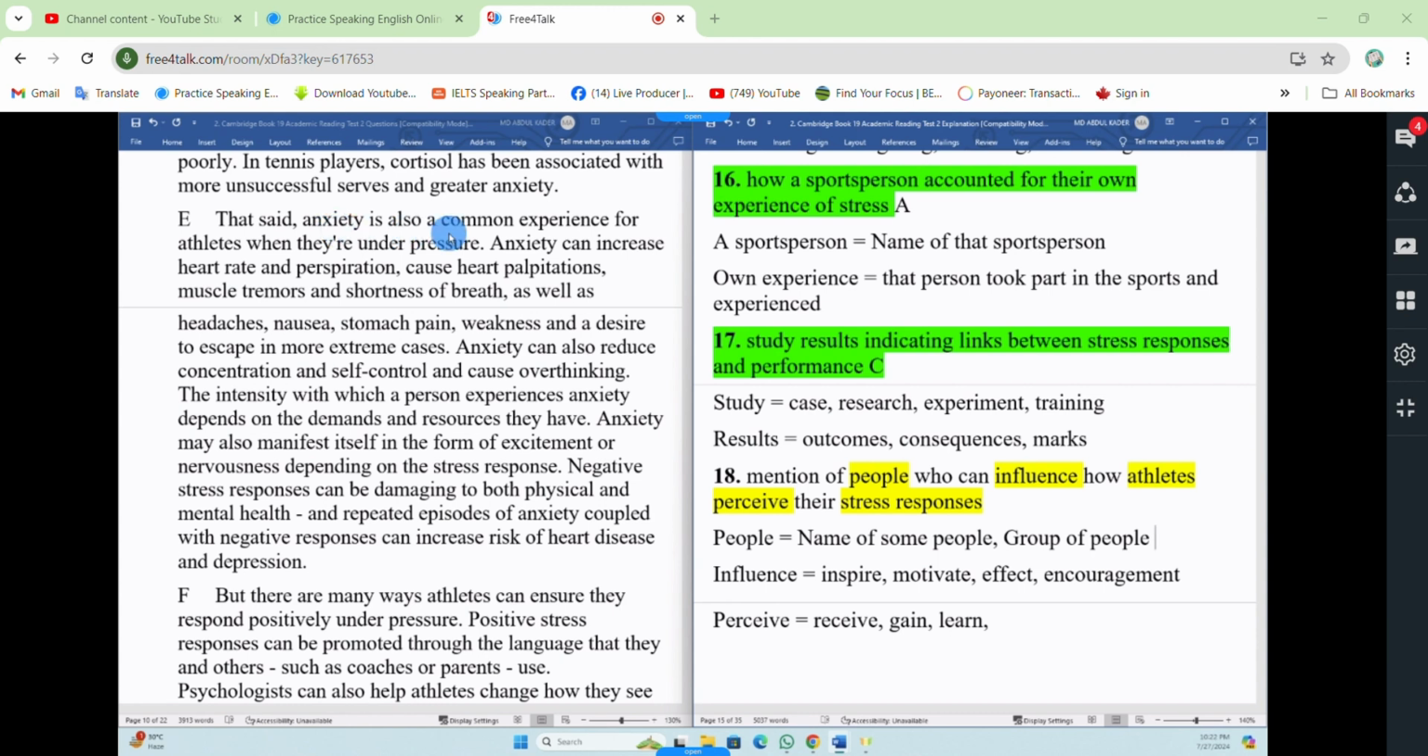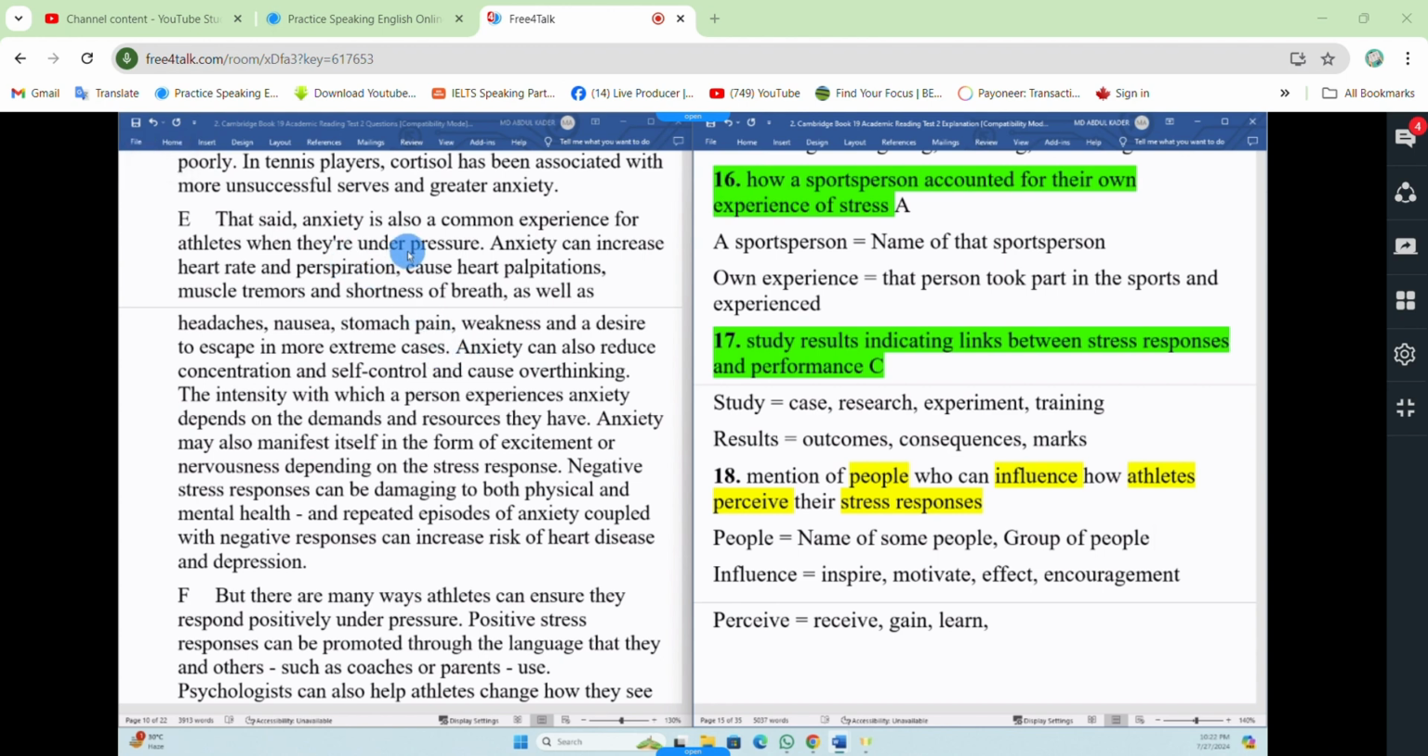Anxiety is another term. Anxiety is a common experience for athletes when they are under pressure. Anxiety can increase heart rate and perspiration that cause heart palpitations, muscle tremors, and shortness of breath, as well as headache, nausea, stomach pain, weakness, and a desire to escape in more extreme cases.